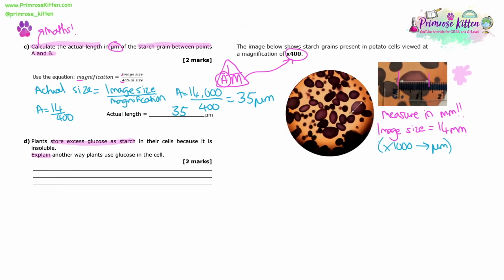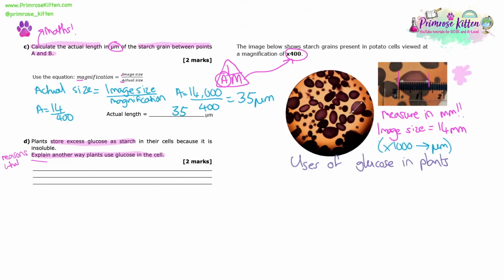So that makes it a good estimate. Part D then, the last part of this question. Plants store excess glucose as starch in their cells because it's insoluble. Explain another way plants use glucose in the cell. So the knowledge this question is testing is our uses of glucose in plants.